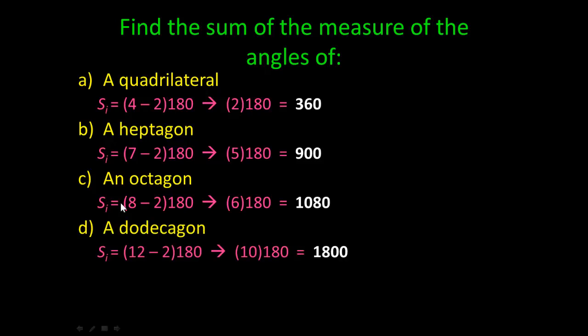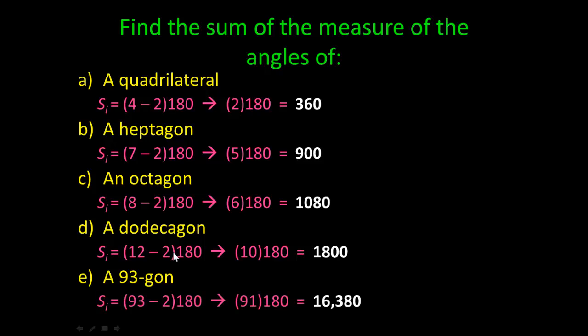Dodecagon, 1800. A 93-gon, see, there's the example I was talking about, a 93-sided polygon is possible. We could have an infinite number of sides. You might not be able to discern it with your eye, but we could have an infinite number of sides. A 93-gon, we would do the same thing: 93 minus 2 times 180, which comes out to 16,380 degrees. Simple enough.